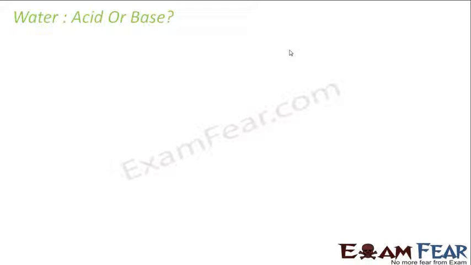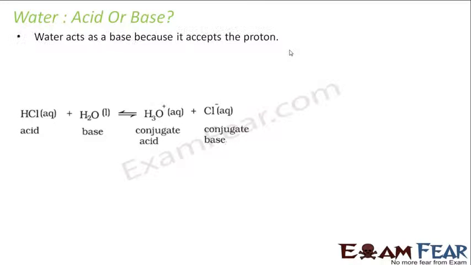Now the question that comes to our mind is, water, is it acid or base? It's actually a very good question in chemistry. The answer is water is both acid and base. We'll see how. Water acts as a base because it accepts a proton. See, this is water, this is HCl, it becomes H3O plus. Water has taken one proton from H plus and became H3O plus. So water is a base.